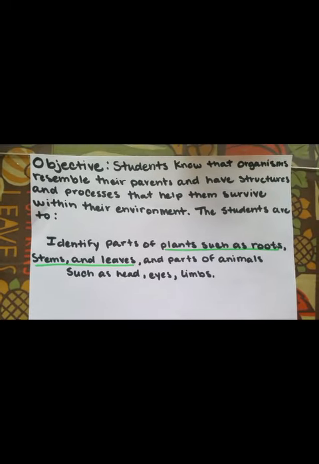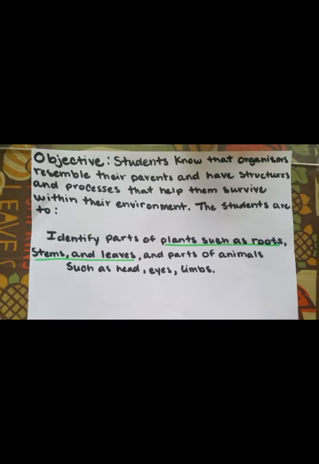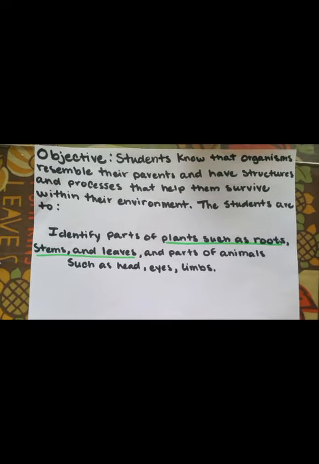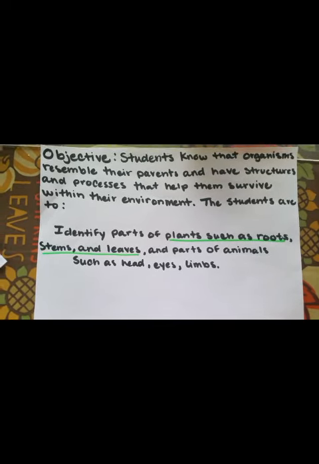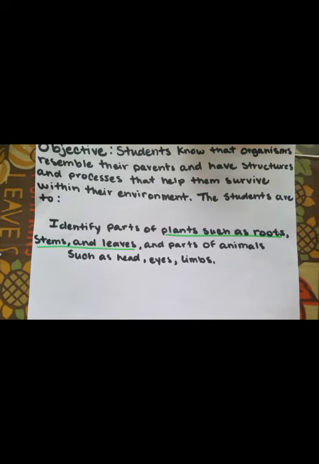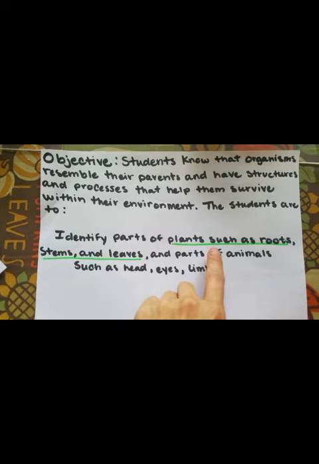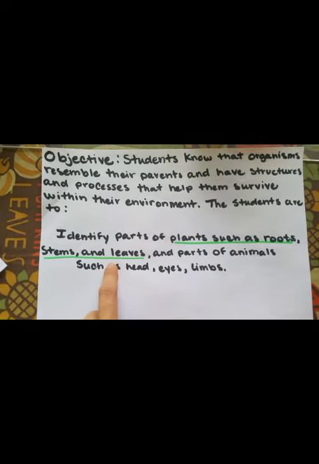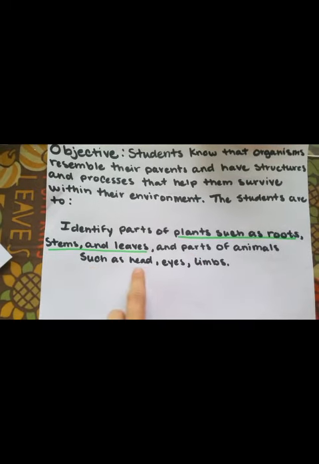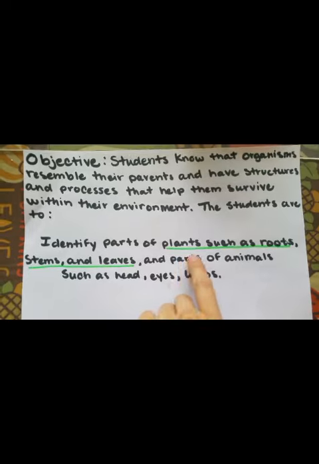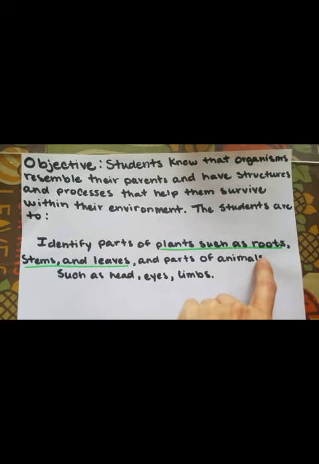So today's objectives are that students know that organisms resemble their parents and have structures and processes that help them survive within their environment. And then the students are to identify parts of the plant such as roots, stem, and leaves, and parts of an animal such as head, eyes, and limbs. But today we're going to focus on plants and the roots, stem, and leaves.